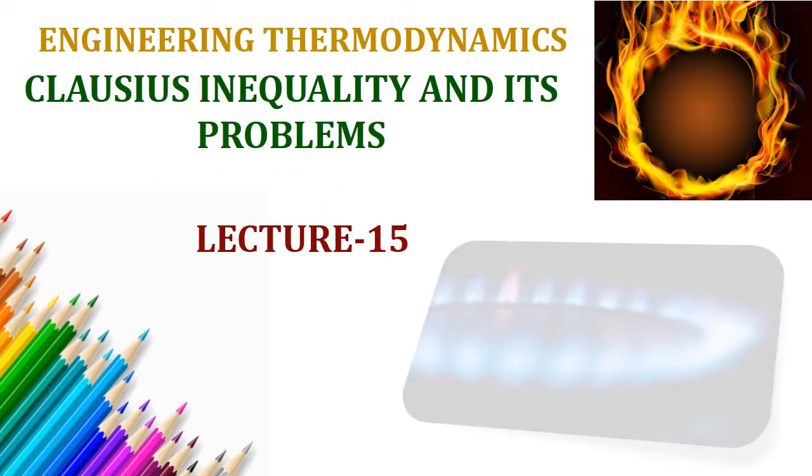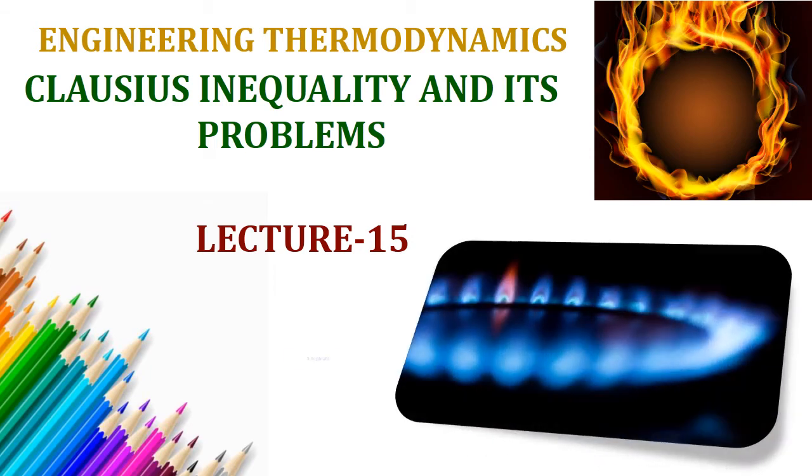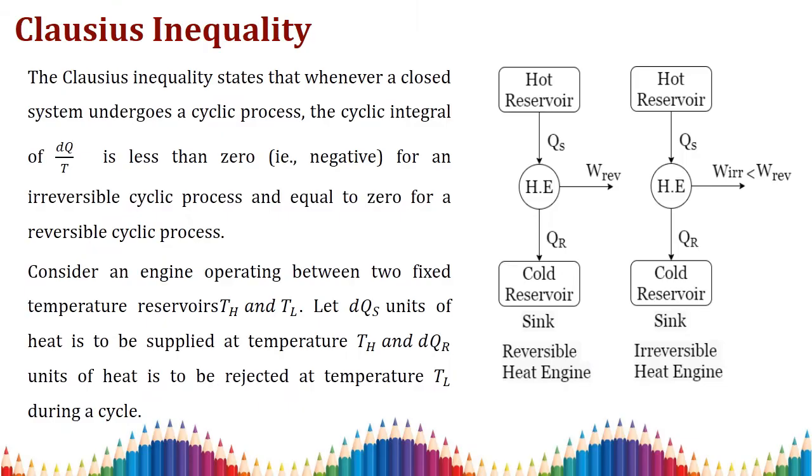So in today's lecture we are going to discuss the Clausius inequality principle, and we are going to solve problems on it. So what does the Clausius inequality say? The Clausius inequality says that whenever a closed system undergoes a cyclic process, the cyclic integral of dq by T is less than or equal to 0.